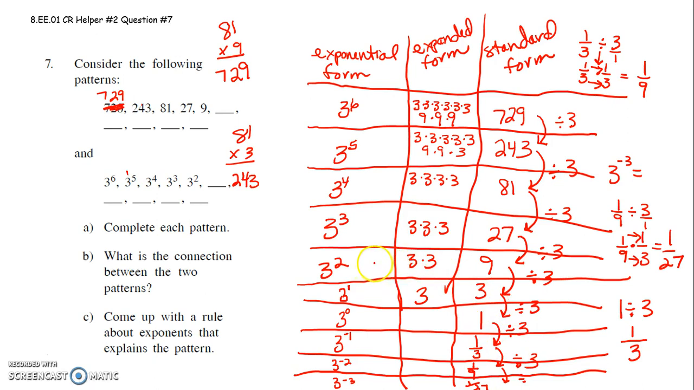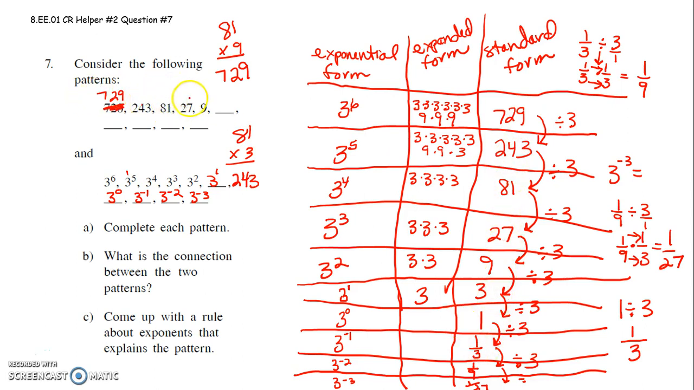All right, so here's the deal. This one, 3 to the 6th, 3 to the 5th, 3 to the 4th, 3 to the 3rd, 3 to the 2nd, 3 to the 1st. This is a long video, sorry. Then it would go 3 to the 0, 3 to the negative 1, 3 to the negative 2, 3 to the negative 3. And up here, this is the pattern in the top set.